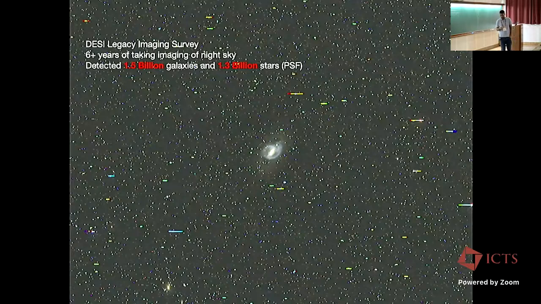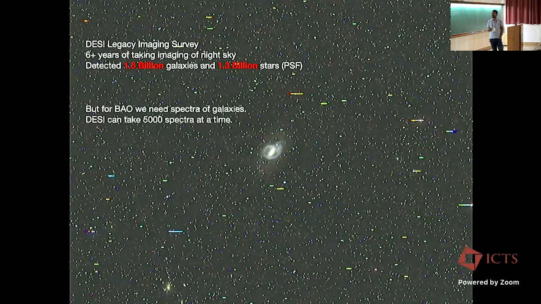Now, why do you need to select that? Can you observe spectra of all of these 1.5 billion galaxies? Let's try to take a look. For BAO, we need the spectra of galaxies because we need precise distances. Now, DESI has 5,000 optical fibers. You have to take the light and align an optical fiber exactly at the location where the light from the galaxy is going to come in the focal plane. So that's a hard job. There are robots in the focal plane which do this.